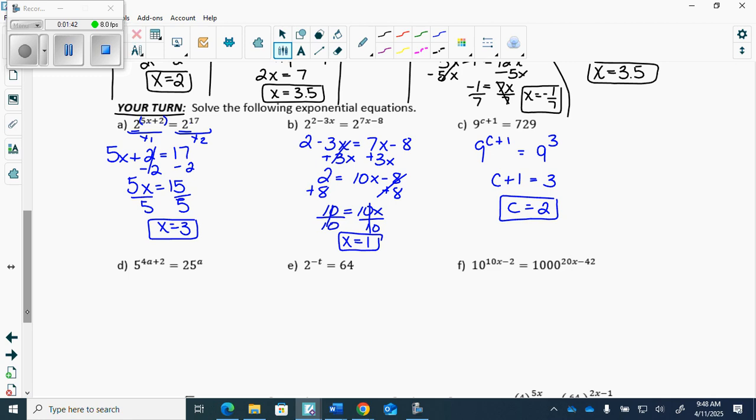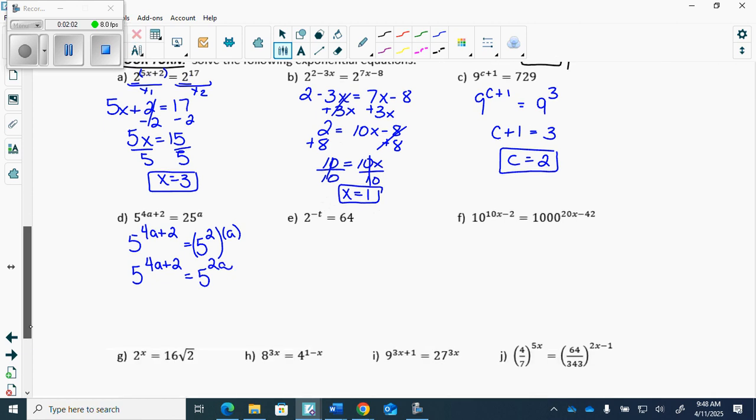Okay, this one, what can we make them both be? 5. So we do 5 to the 4a plus 2. 25 is 5 squared to the a. So I get 5 to the 4a plus 2 equals 5 to the 2a. And now they're the same base, so I can set the exponents equal. So I'm going to subtract 2a. What? No. Subtract 4a. It's an aggressive eraser.